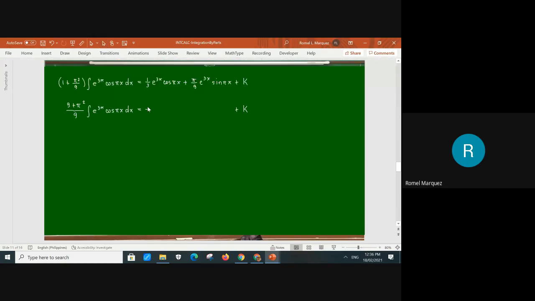1 over 9, and then e to the 3x, the common one. So I will have here 3, then simply cosine pi x. And from here, what's left is pi, then sine of pi x. Am I right, guys?